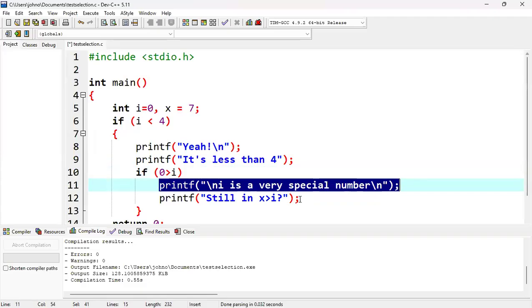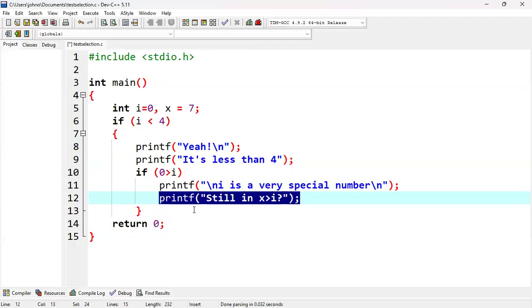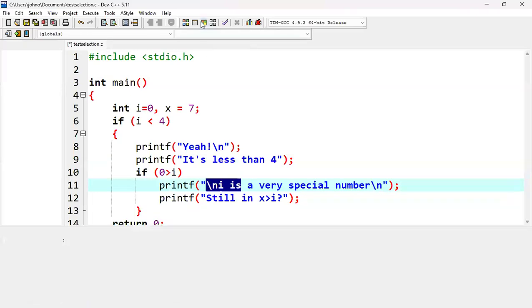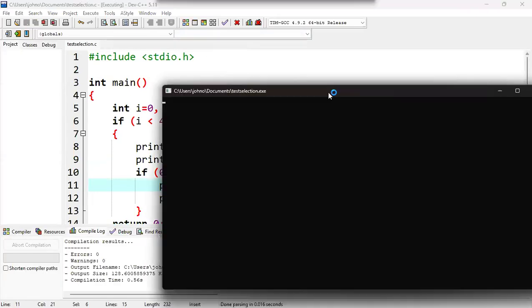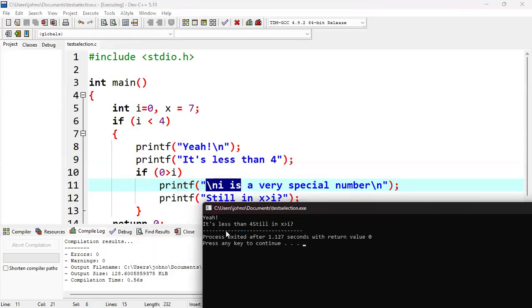But because there is an extra line to the right, it looks like it is part of this if. But based on the policy of the C programming language, we know it is not part of it. So this line will still print, even though this one will not print, just like in our previous example. Can you see? It still displays "still in xi" after this place.